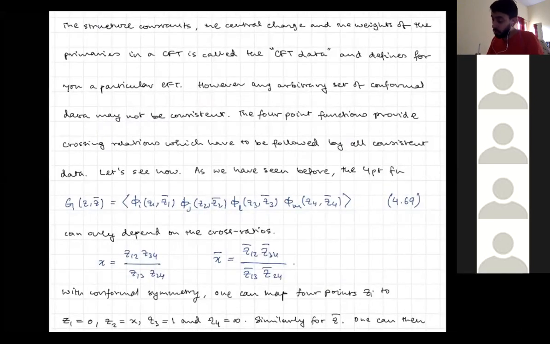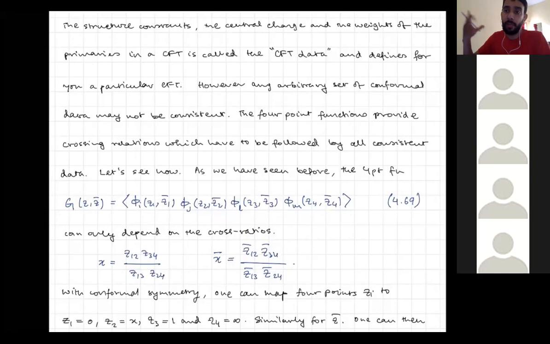So what do I want to stress? I want to stress that if you give me these C_ijk, these things that I've called structure constants, if you give me the central charge, and if you give me the weights of the primaries in the CFT, that in a sense fixes your CFT. This is called the CFT data. If you give me the CFT data, that fixes for you a particular CFT.